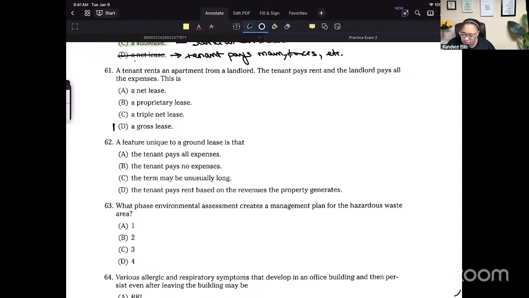Well, we know it's not net lease because I just said up there it's where the tenant pays. And I like to think of it as you got a net lease and then tenant. If you got N-E-T, you got T-E-N over there. So tenant and net. So it's not a net lease, otherwise known as a triple net lease. Don't even worry about the difference. It's just how many things you're paying. But it's not that. So is it a gross lease or proprietary?